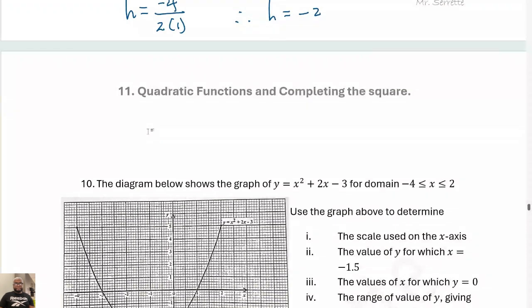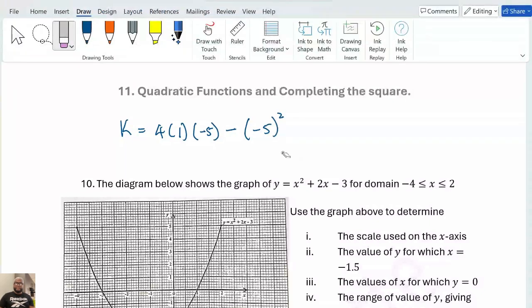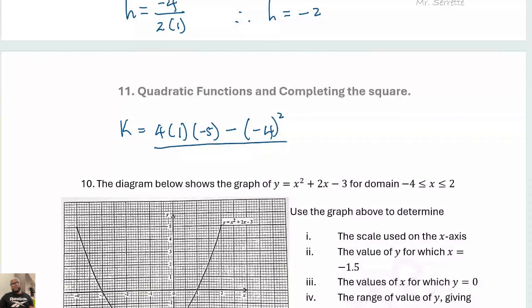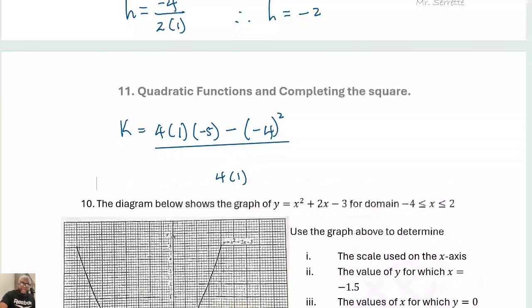We're going to K now. Somebody call it out. K is equal to 4AC minus B squared, over 4A. 4 by 1, by negative 5. What's B? Take negative 4 squared, which is 4. So 4 by 1 by negative 5, take away B squared, divided by 4 by 1. Excellent.